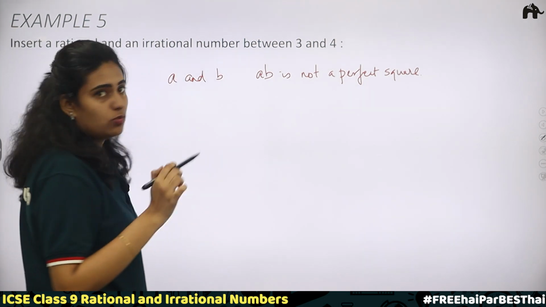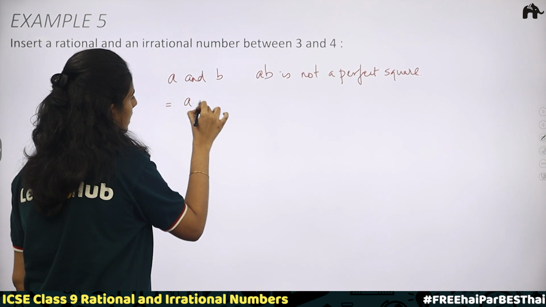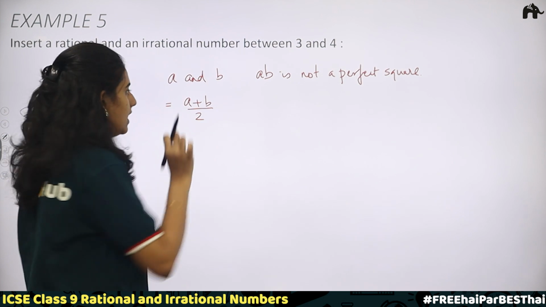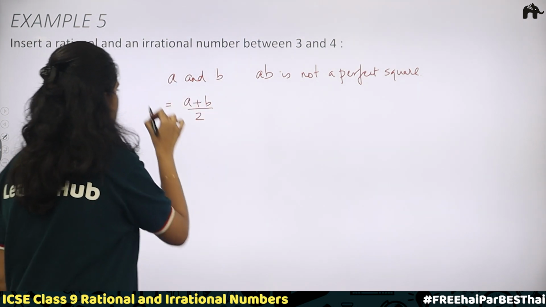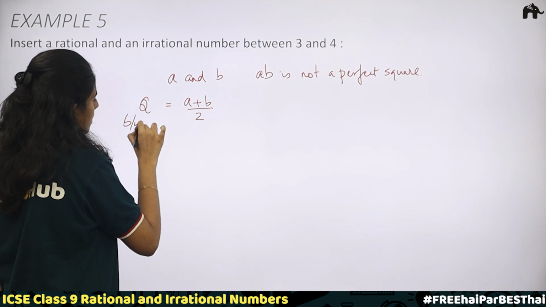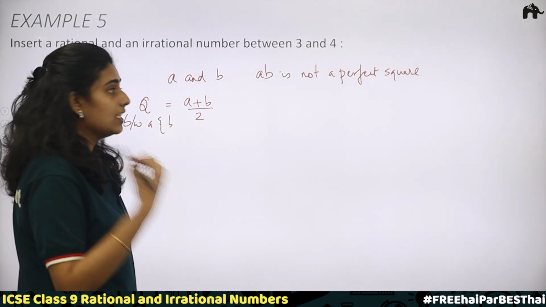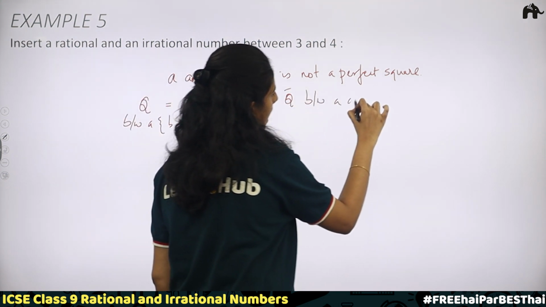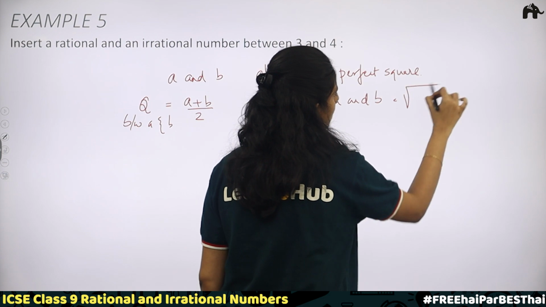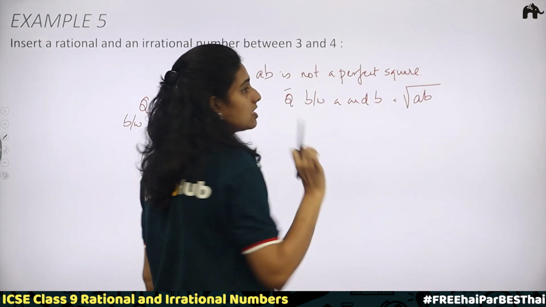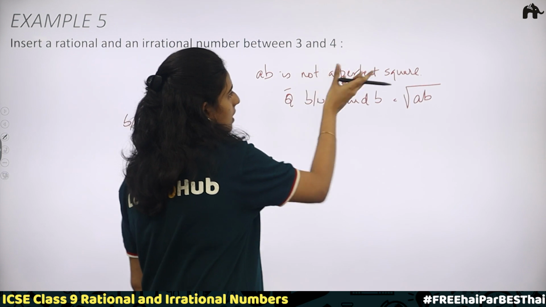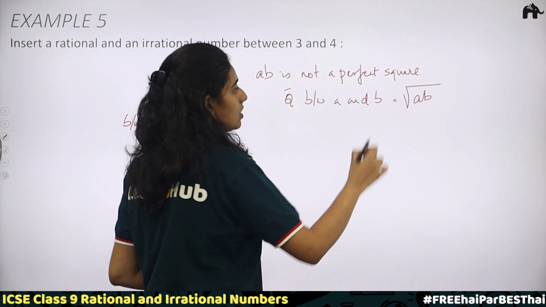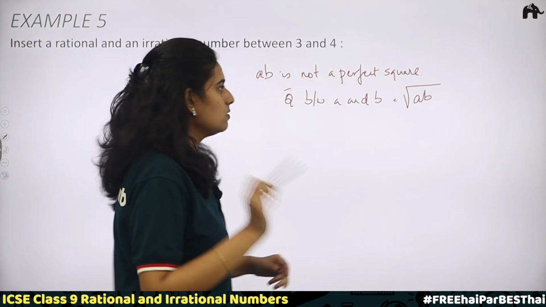To get a rational number between A and B, you just have to take A plus B divided by 2. You have to find what is A plus B by 2. Then you will be getting a rational number between A and B. This is how you can get a rational number between A and B. To get an irrational number, Q dash, between A and B, what you have to do is you have to find the root of AB. So, AB is not a perfect square, remember? If AB is a perfect square, in that case, when you take the root, you will be getting a rational number. So, there is no use. So, here AB should not be a perfect square is very important.